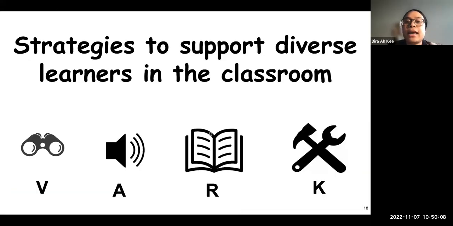Let's now take a look at some strategies that can be used to support diverse learners in the classroom. Again, these strategies will be based on our VARK model. As mentioned earlier, visual learners learn best through the use of visuals. Now, when thinking of visuals, this could refer to the use of graphics, which could be used to represent words.